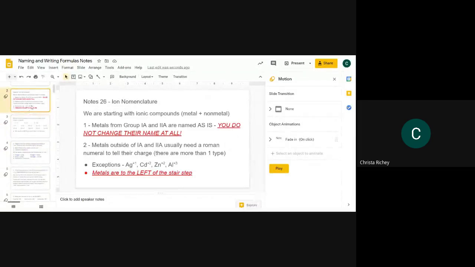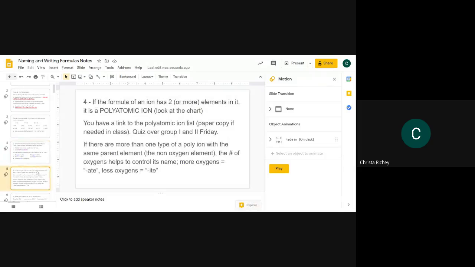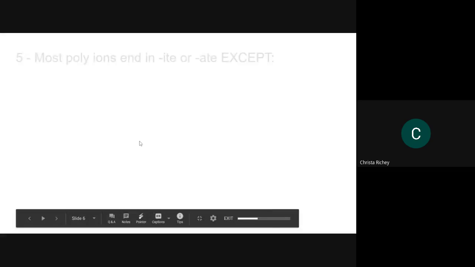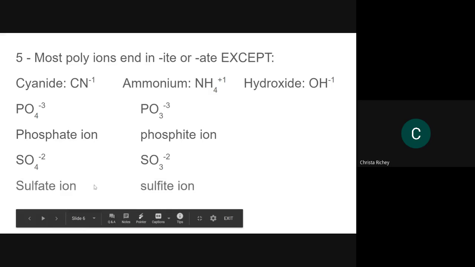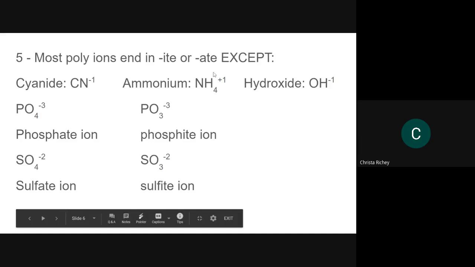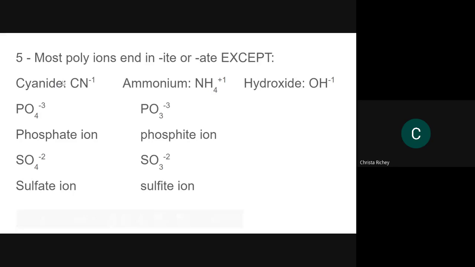Let's see, what else did I go over? The polyatomic ion chart. Most of them are -ites or -ates. Almost all of them are negative, with the exception of ammonium. It's the only positive one. These are the only 3 that do not end in -ite or -ate. Do not change their names. We will do that when we get to acids, and it's going to make your brains bleed. You're not going to worry about acids for a while. That's a hard one. For right now, you don't change these.